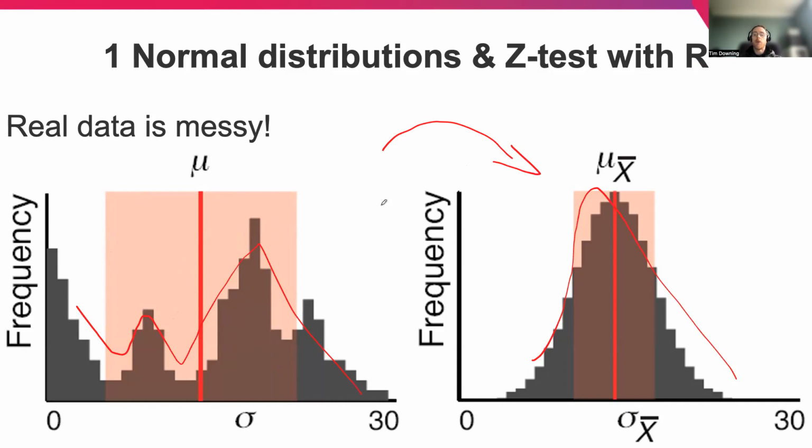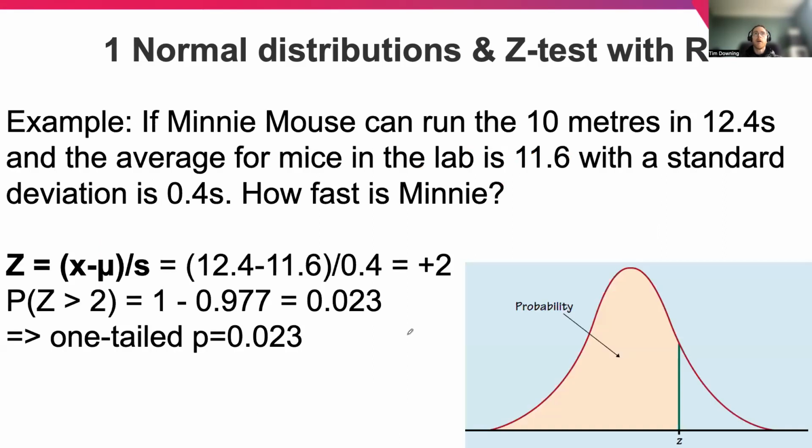to understand it better. We have this central idea that if we have, say, some particular value like Minnie Mouse here, and this mouse can run 10 meters in 12.4 seconds, we can compare that against our reference population, whose mean is 11.6. We can look at the difference between that value of 11.6 and the standard deviation. If we have the entire population of mice, we can use the z-score as a way of scaling those differences.